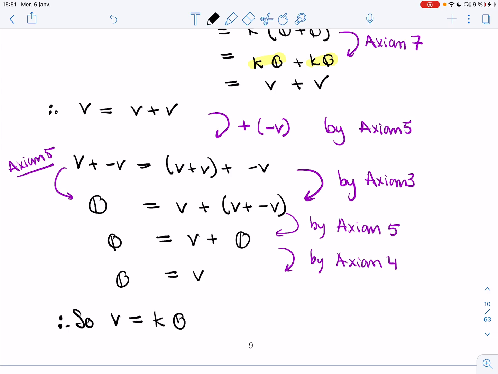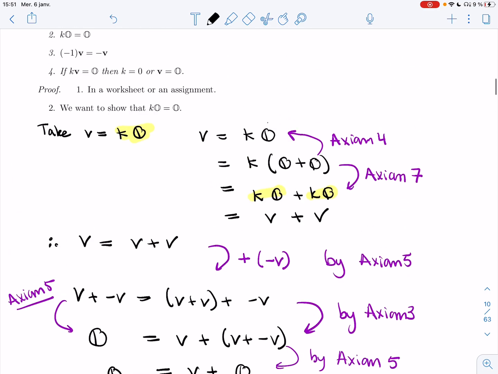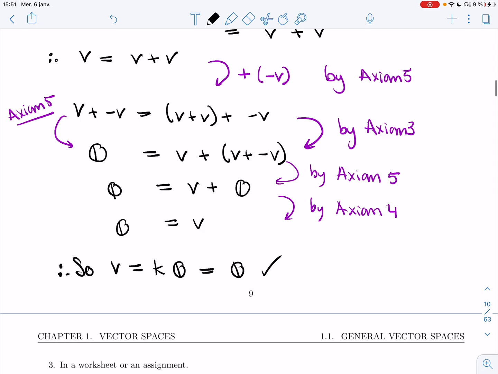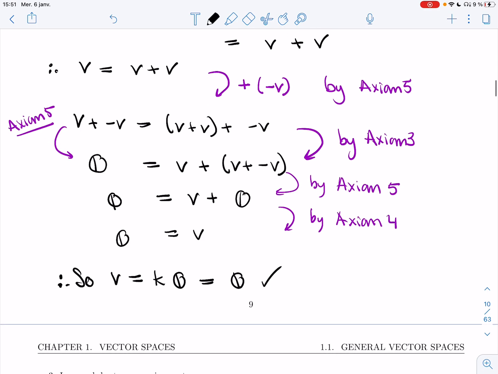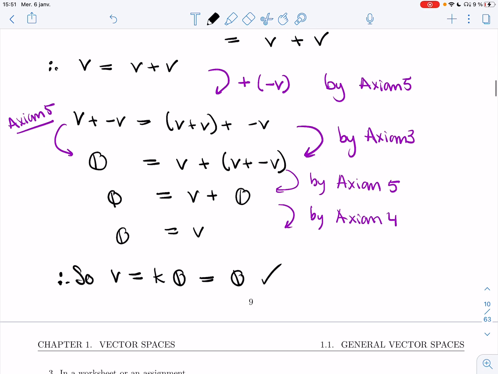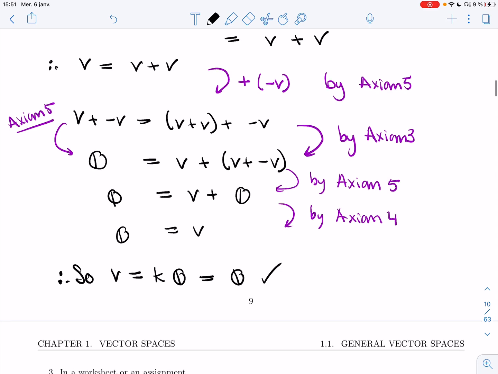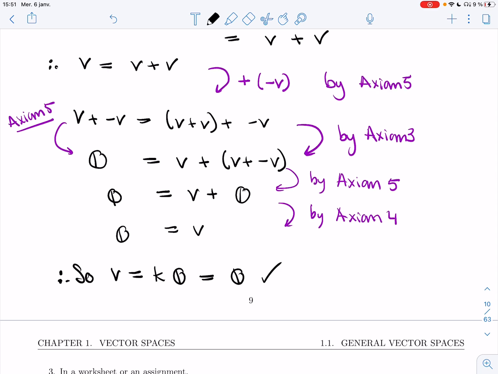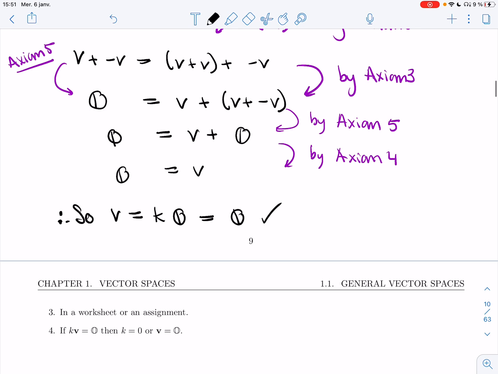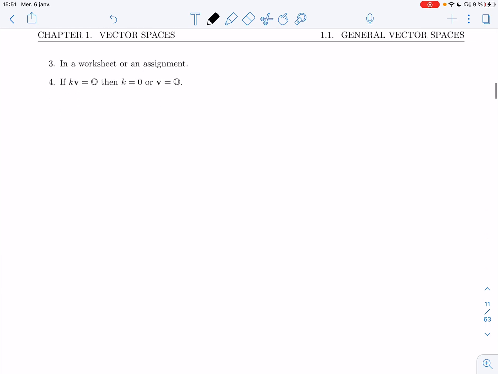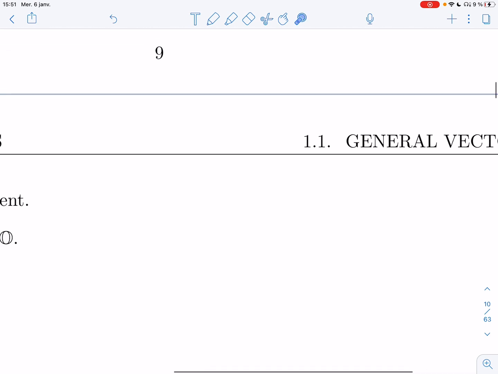K times 0 is 0. Yep, exactly. All right, so when you do this on an assignment or on the worksheet, or on an exam, I really want you to tell me which axioms you're using at every step. All right, next statement.